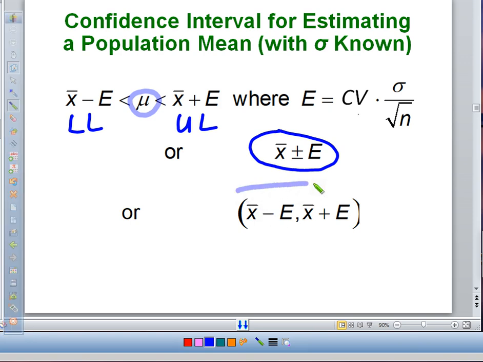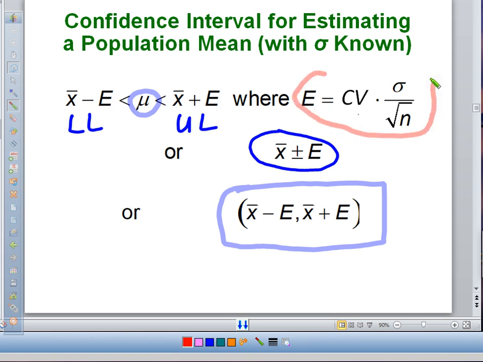And you can also, again, write it this way, where you have your x bar minus e, comma, your x bar plus e in parentheses, this being your lower limit and your upper limit. So that totally works. And again, the error is slightly different than for a proportion. It's your critical value, and the standard deviation is sigma over square root of n. So it's a little bit easier, actually, honestly.